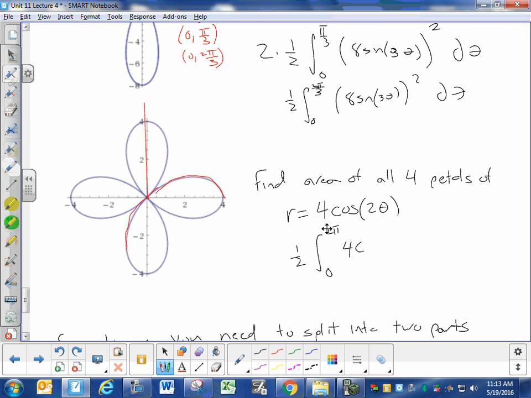Did anybody do it a different way? How did you get 1 petal? Nice. Pi over 4 to 3 pi over 4 would have gotten you this bottom petal. Okay? Is there another way you could have done it? Why not just the top half of this petal times 8? 0 to pi over 4 times 8 would have gotten you the same thing. You could have done the first petal. What would be the angles you would use for the first petal? Good. Negative pi over 4 to pi over 4, or 7 pi over 4 to 9 pi over 4. All different options, okay?